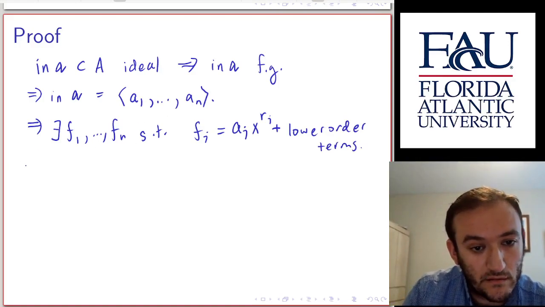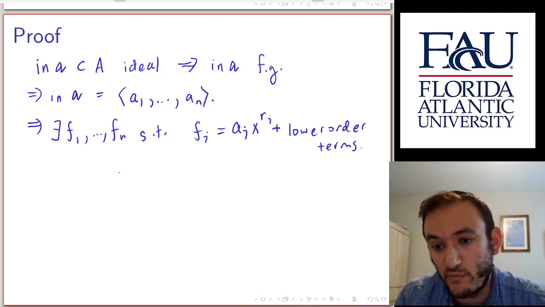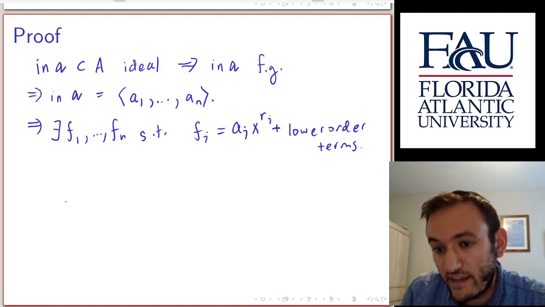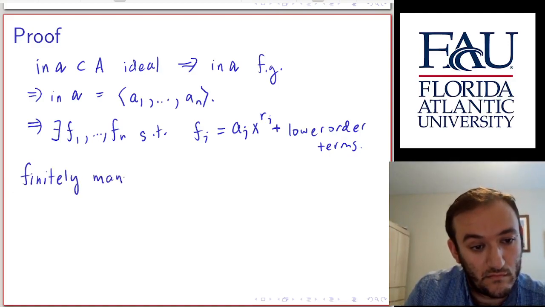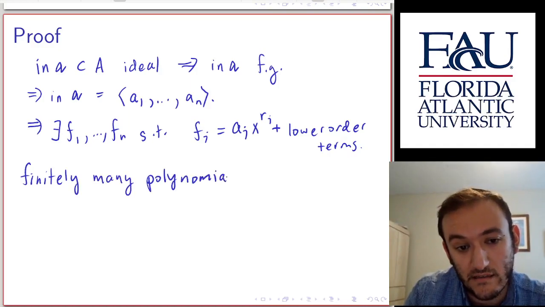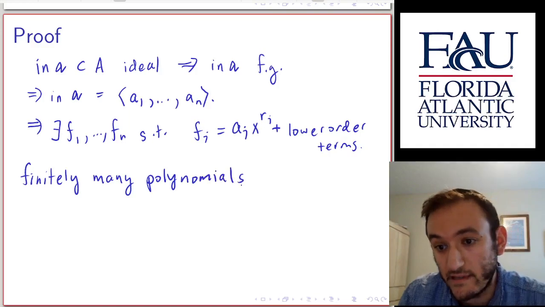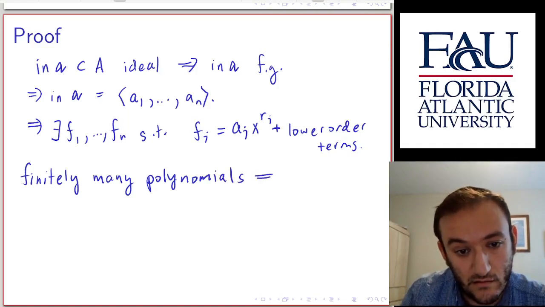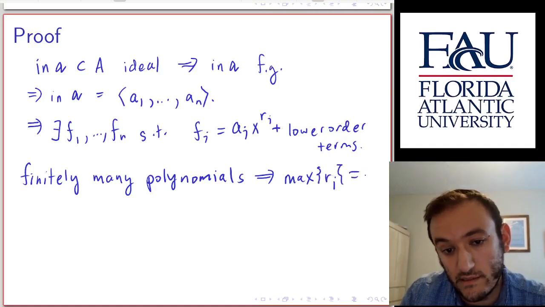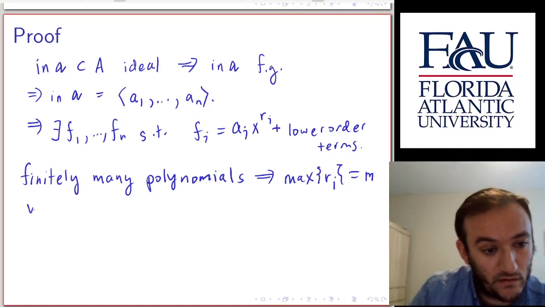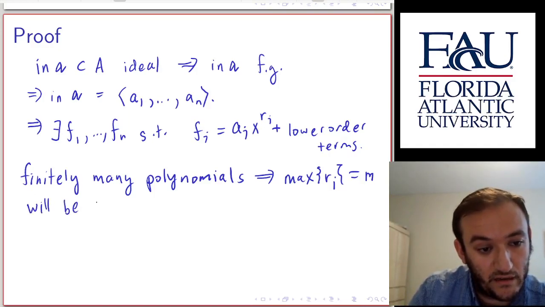Well, let's think about this collection of polynomials. Because it's finitely many polynomials, that means that there's going to be some highest degree. The max of the ri, let's call it m, will be finite.